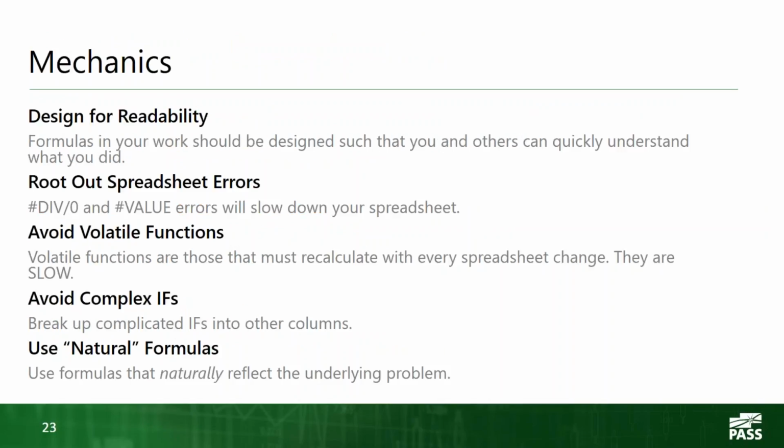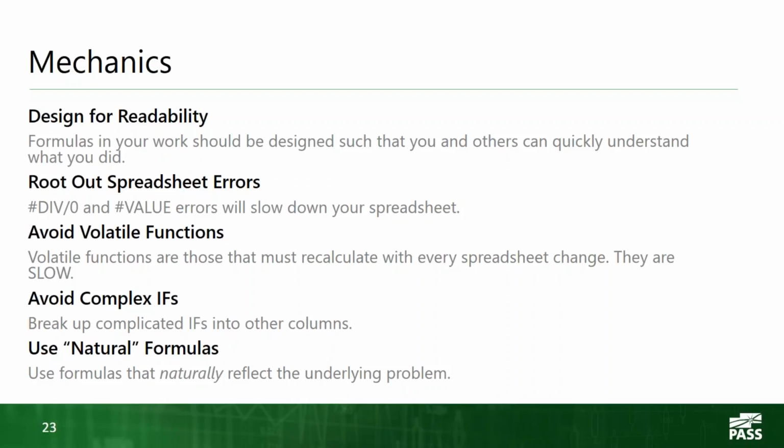So next up is the mechanics. This is our second bucket. So I argue you should design for readability, and I'll show you what that means here in a second. You should root out spreadsheet errors. So a lot of times we keep those div 0 errors on our spreadsheet because a certain cell has not been filled in by the user. Those do really slow things down. They grind your spreadsheet to a halt. So if you have errors in them, remove them.